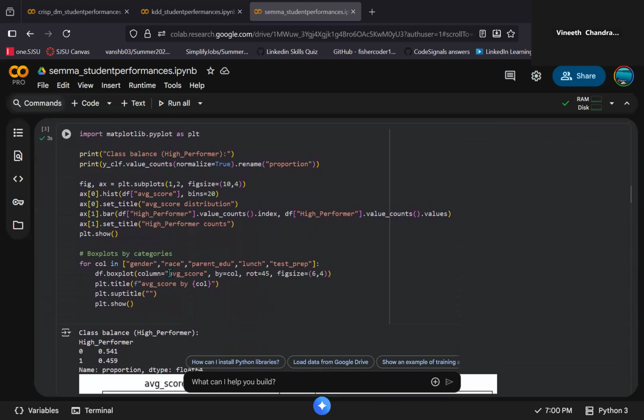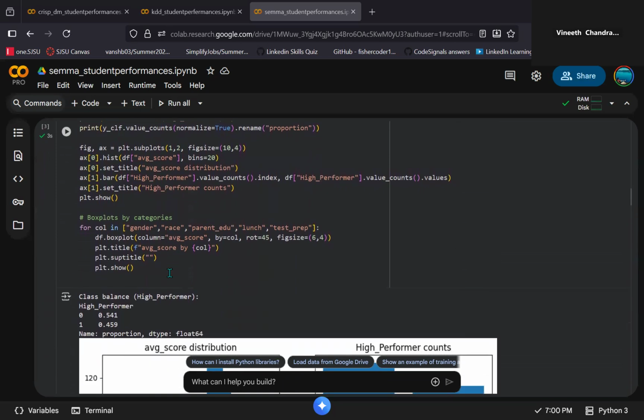Now coming to the explore phase. I looked at the score distributions, correlations, and differences across categories. A few insights stood out. Students who completed a test preparation course scored significantly higher. Those with free or reduced lunch generally scored lower, a possible indicator. Parental education level also showed a clear upward trend in scores. So this exploration gave me hypotheses to test during modeling.